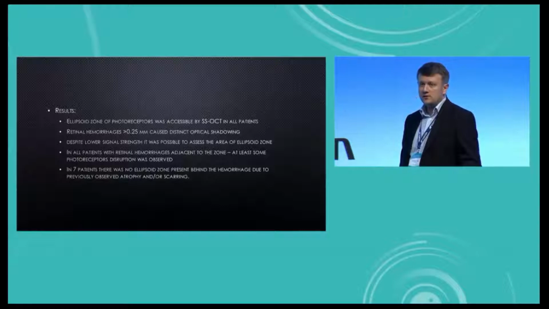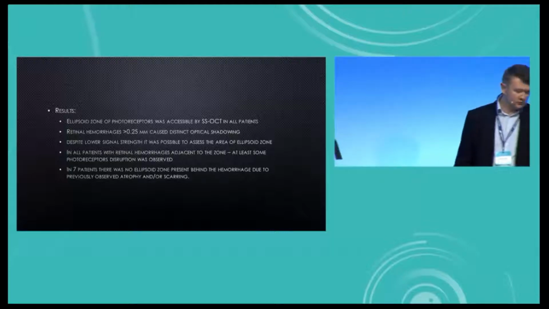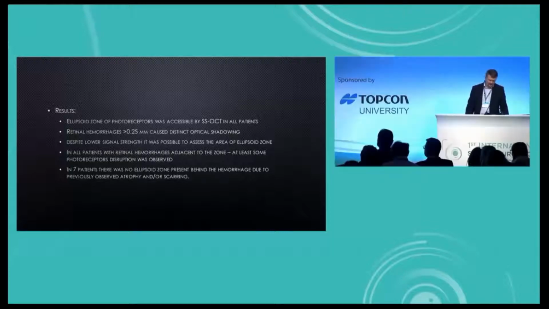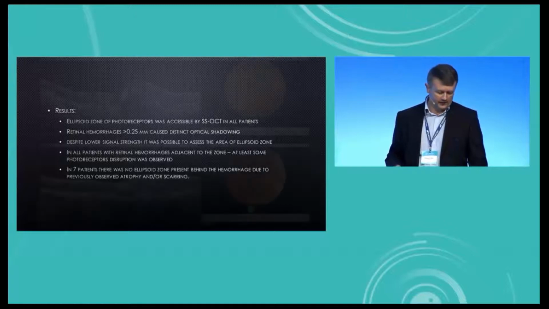And to our amazement, we could detect the integrity or not in this particular place in all patients. So it means that even in very distinct optical shadowing, we can look for the ellipsoid zone. Of course, sometimes it's not present, and in some patients it was not related to the hemorrhage itself, but to the atrophy or scarring that happened to this patient before in those places.